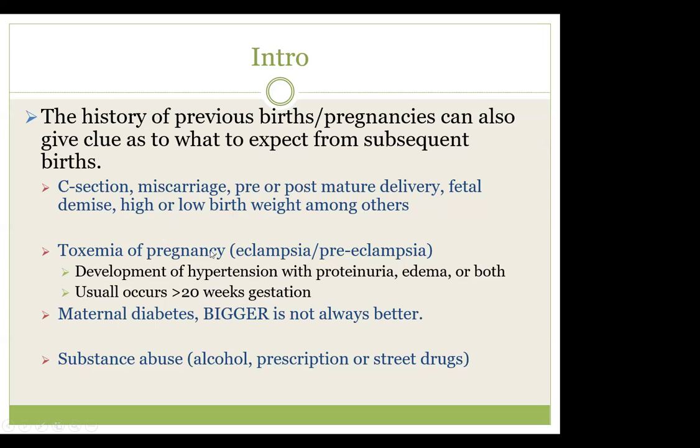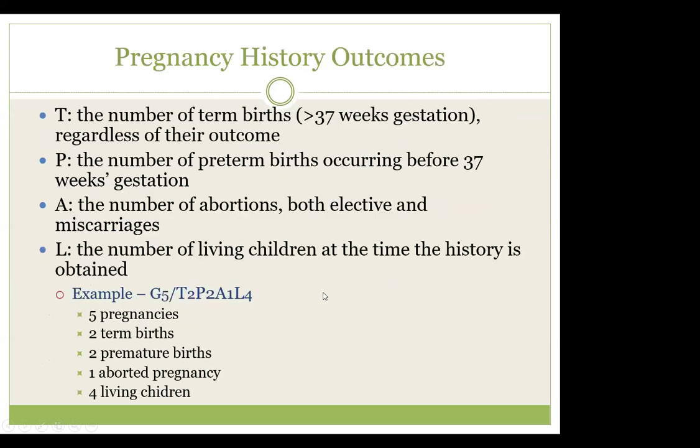Toxemia of pregnancy relates back to that eclampsia and preeclampsia. Okay, so it's development of hypertension with protein in the urine, proteinuria, edema, so swelling, or both. And it usually occurs after 20 weeks gestation. So we went into that a little bit before.